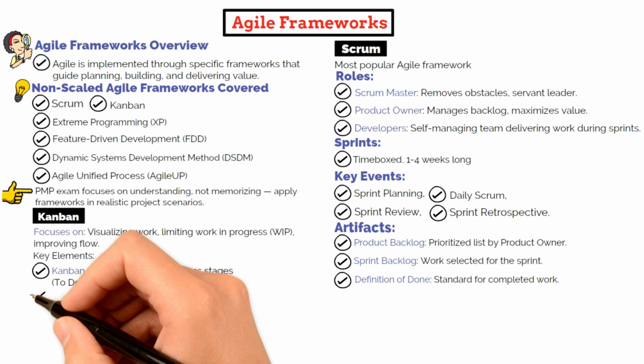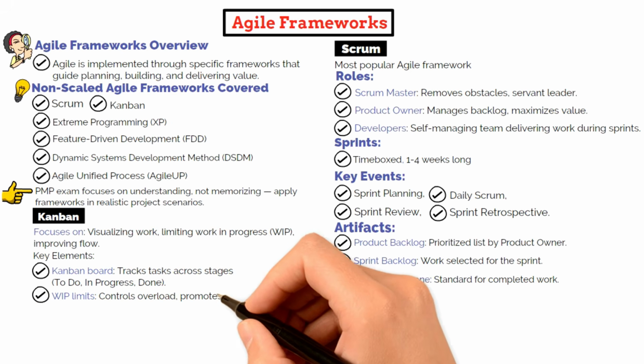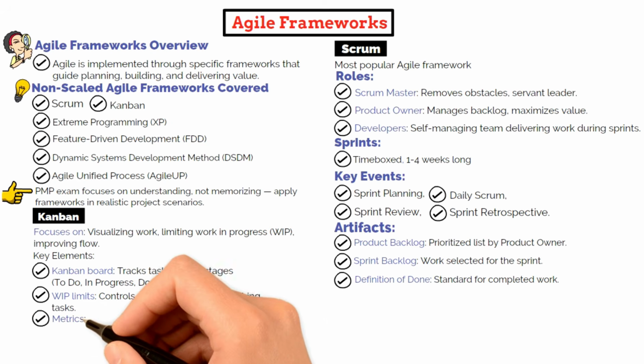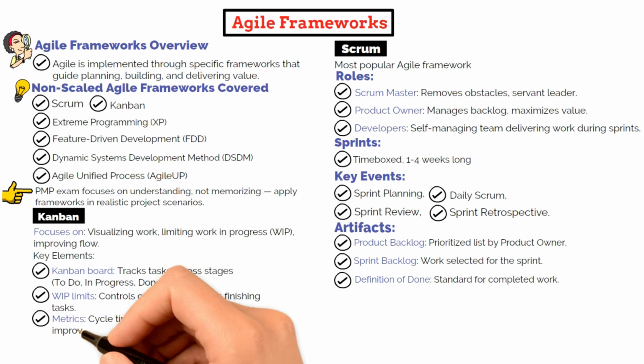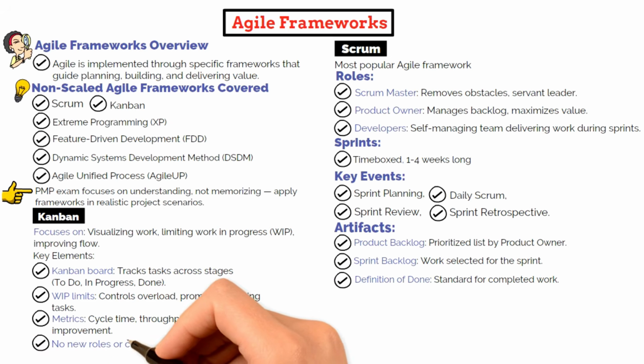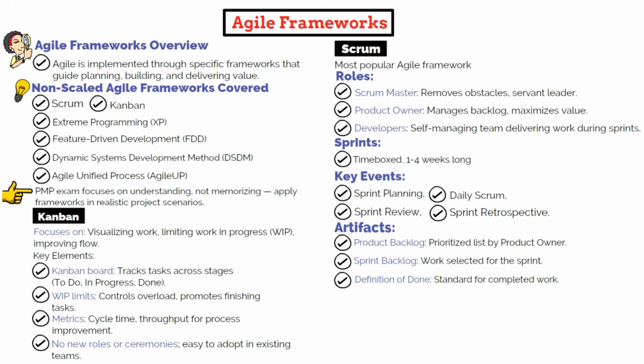A key concept in Kanban is setting work in progress limits, which prevents overload and encourages teams to finish work before starting new tasks. Work is delivered continuously, and teams track metrics like cycle time and throughput to improve predictability. Kanban is lightweight and flexible. It doesn't introduce new roles or ceremonies, making it easy to apply within existing workflows. For the exam, be ready for questions about visualizing flow, work in progress limits, and incremental improvement.